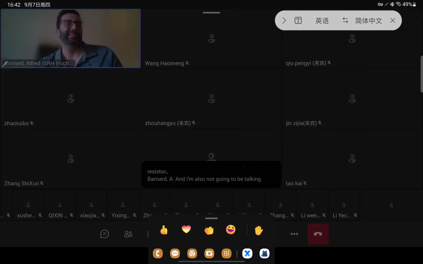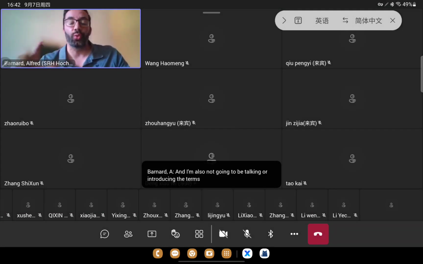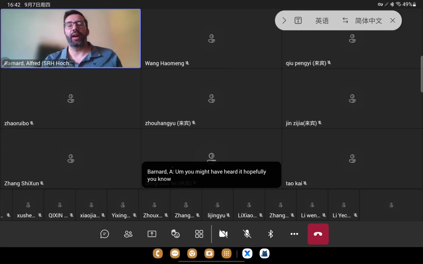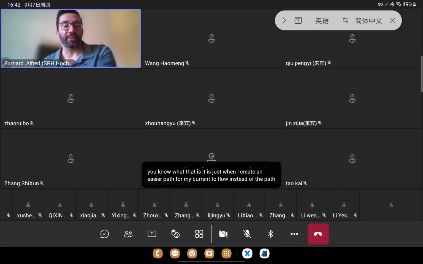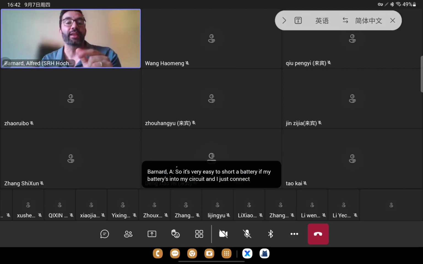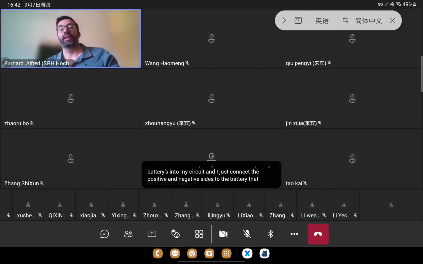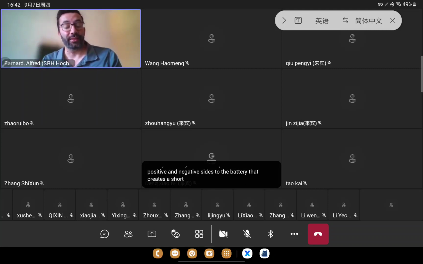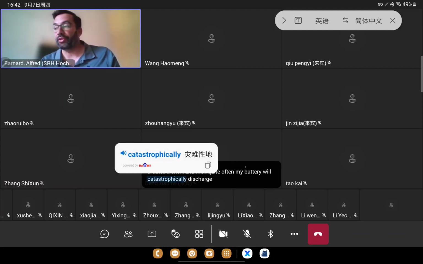And I'm also now going to be introducing the term of a short. You might have heard it. Hopefully, you know what that is. It is just when I create an easier path for my current to flow instead of the path that I initially wanted it to flow in. So it's very easy to short a battery. If my battery is connected to my circuit and I just connect the positive and negative sides of the battery, that creates a short. And then quite often my battery will catastrophically discharge and be damaged.